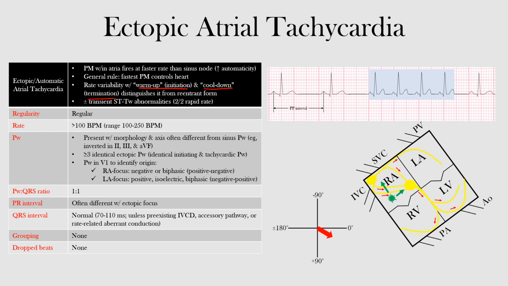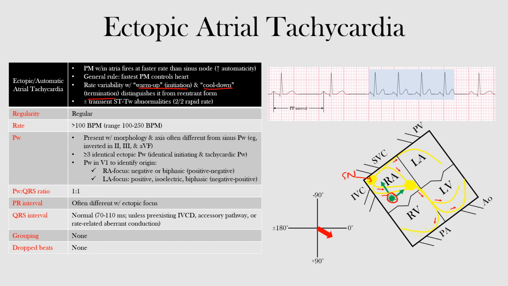Now, because the beat is not originating from the sinus node, the P wave morphology and the axis may be different. For instance, we may see inverted P waves in the inferior leads 2, 3, and AVF. Okay, so again, look here. Here's our green focus in the atria, coming from outside our sinus node. This is our sinus node, so it's originating from this green focus here, and it's only one of them that's starting it.